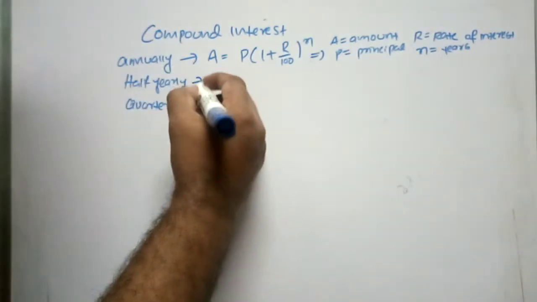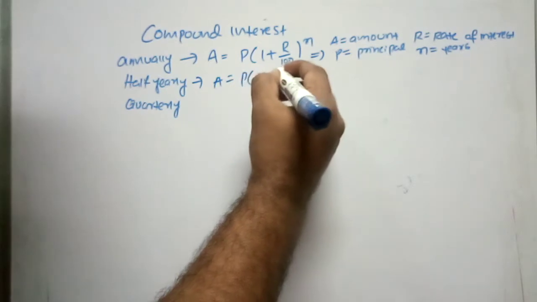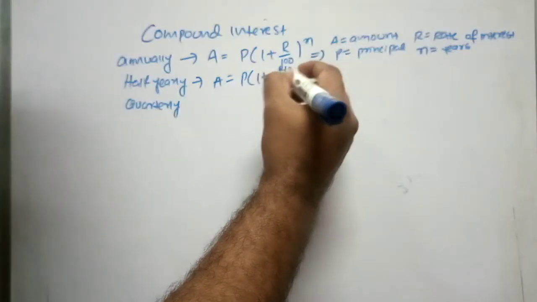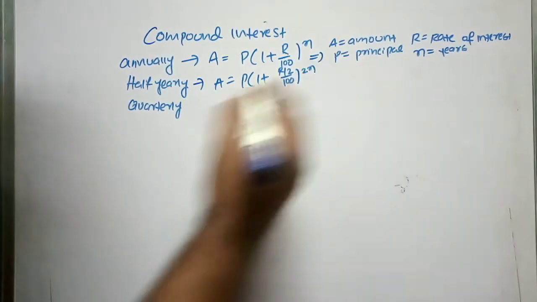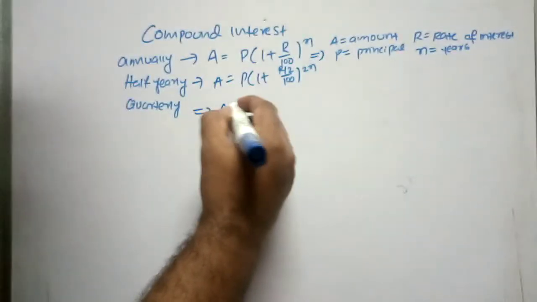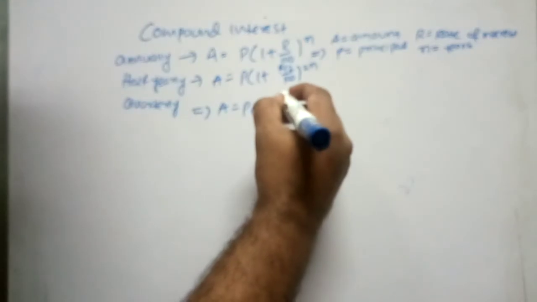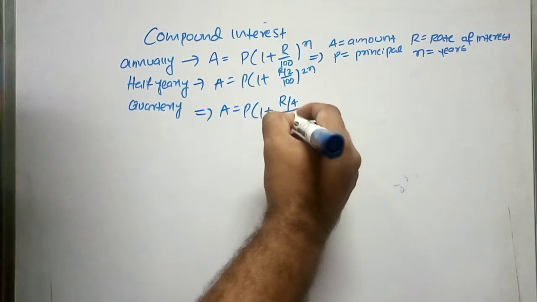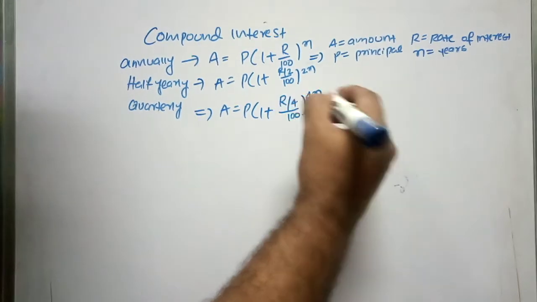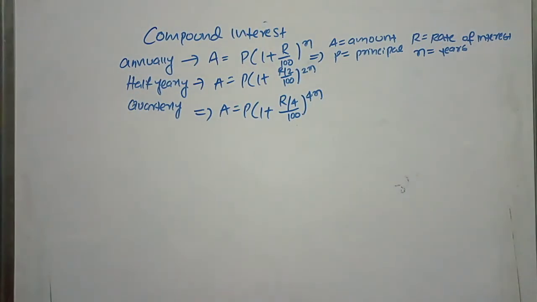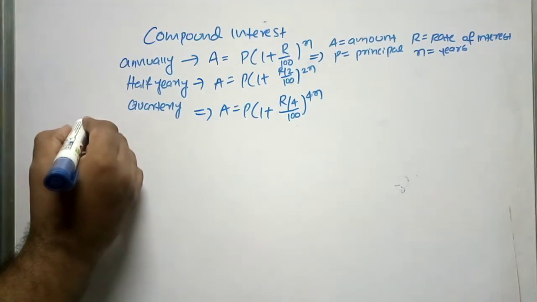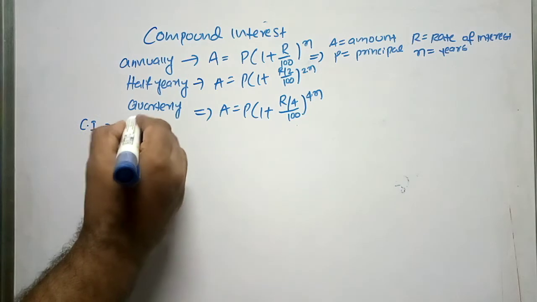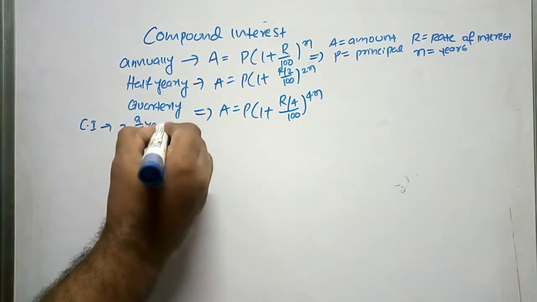For example, if it is half yearly, what comes here is (1 + (R/2)/100)^(2n). If it is quarterly, (1 + R/(4×100))^(4n), like this. So we have a formula for compound interest for the three different time periods: annually, half yearly and quarterly.